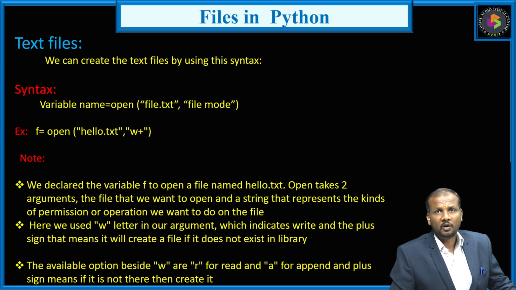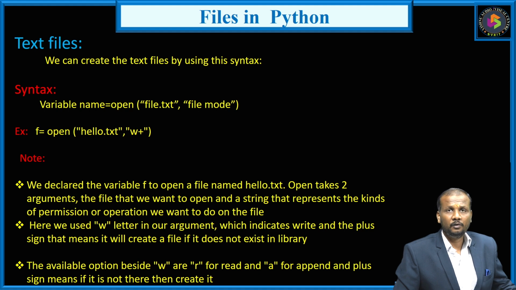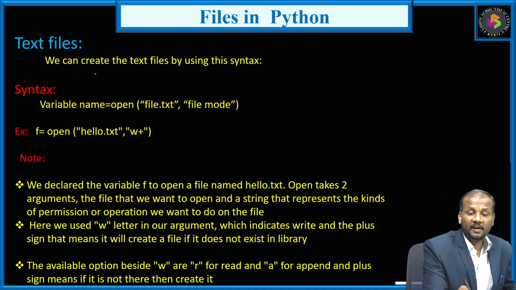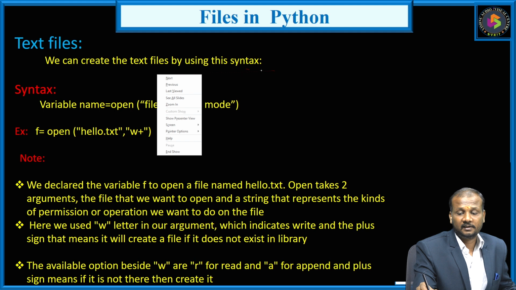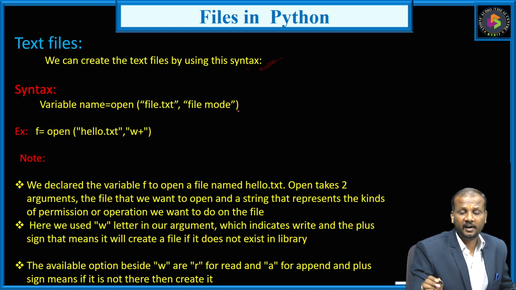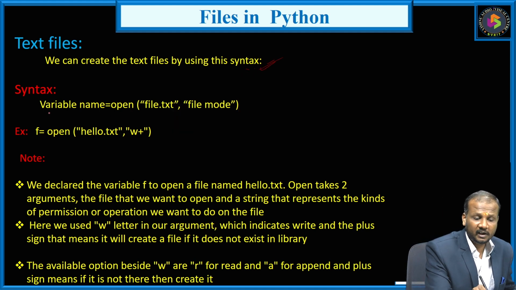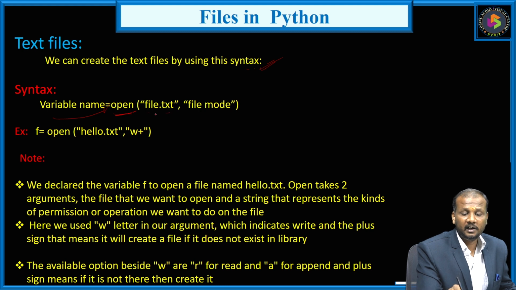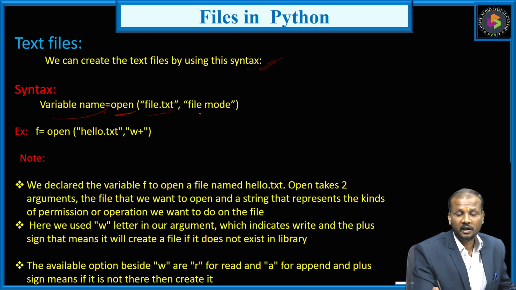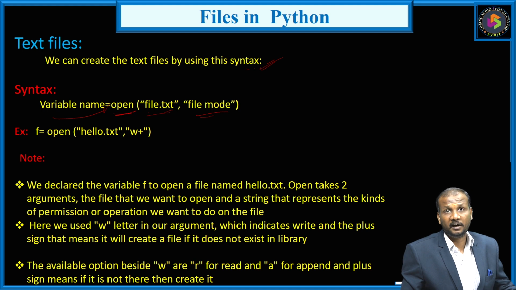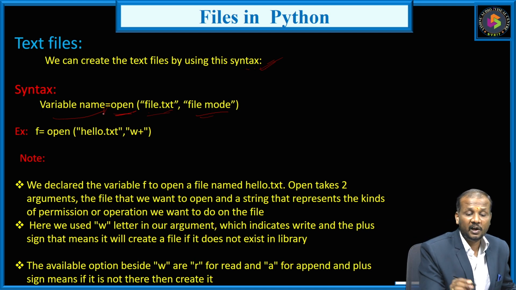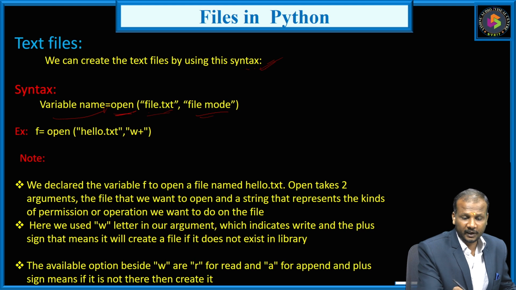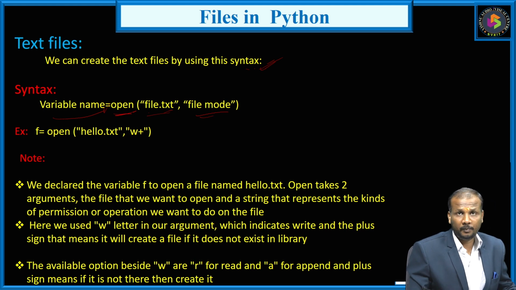First, how to create text files in Python? We can create a text file using this syntax. What is the syntax for files in Python? The first is the variable name, then equal to open. Next is the file name, for example file.txt. Next is the file mode. Open means open the file.